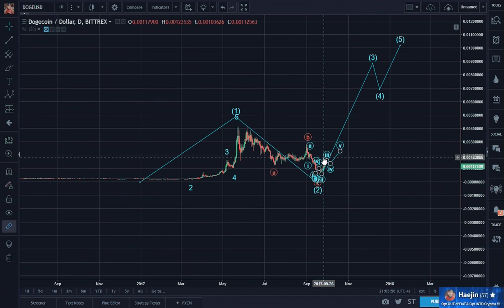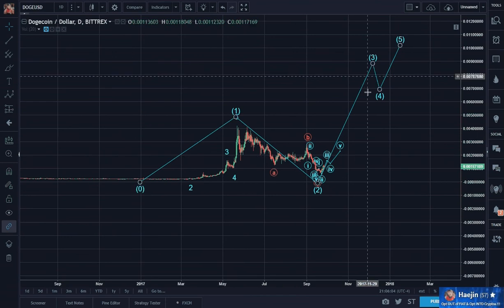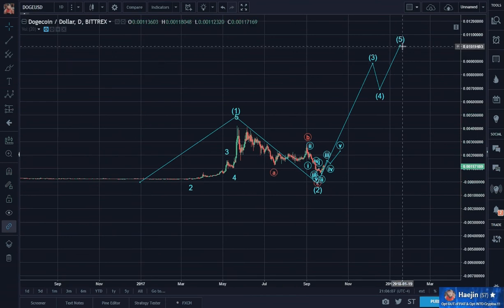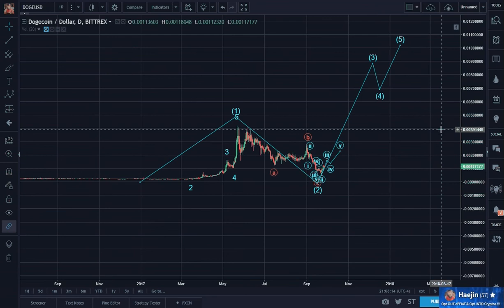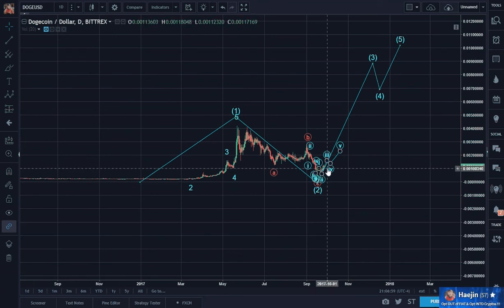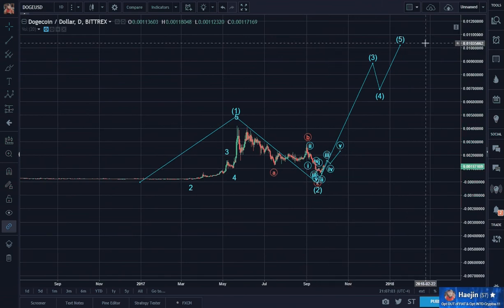Gets messy here, but I just showed you the high definition of this subwave count. The big picture is 1, 2, 3, 4, 5. And that will give us about a penny. However, given that now it's about 1/110th of a penny, to a penny would be a very nice gain.